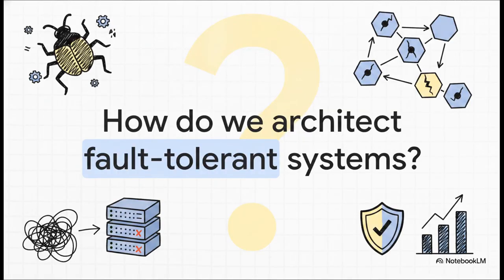Which leaves us with one final, pretty provocative question. Knowing all of this, knowing that bugs are literally inevitable and users are completely unpredictable, how do we architect fault-tolerant systems based on these exact requirements? Think about how you would personally design a system to survive the very failures we just discussed. Keep that in mind because that is exactly what we'll be exploring in our next Software Engineering Explainer.